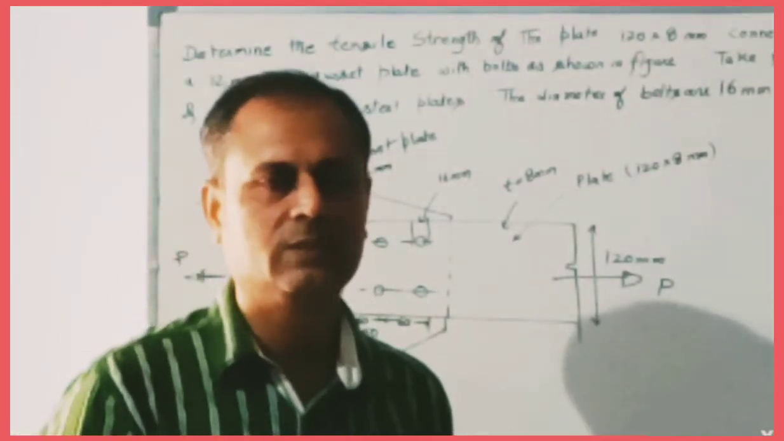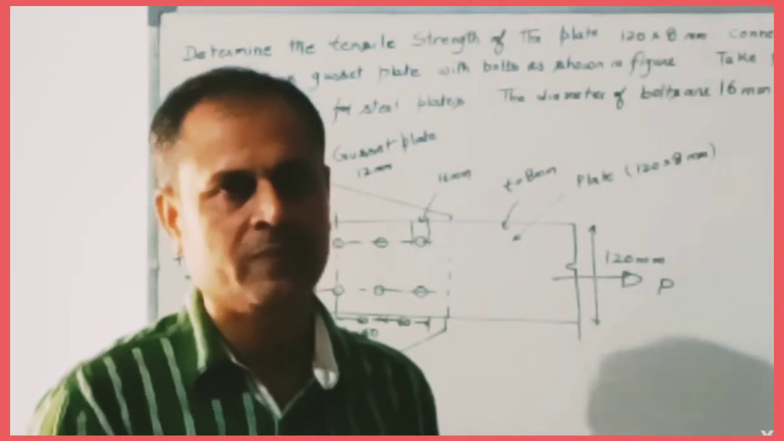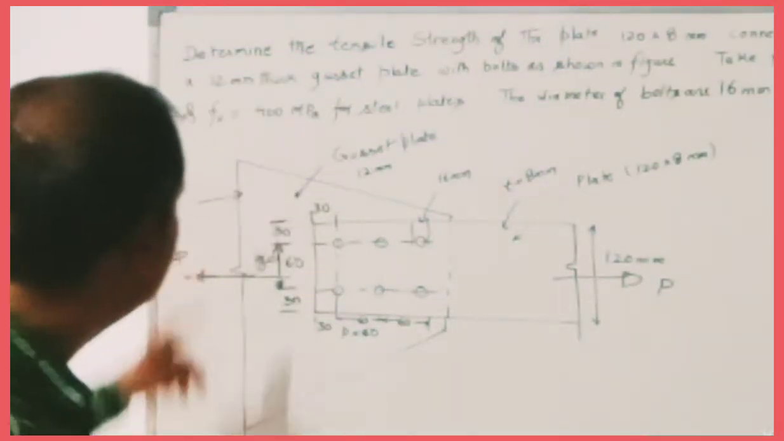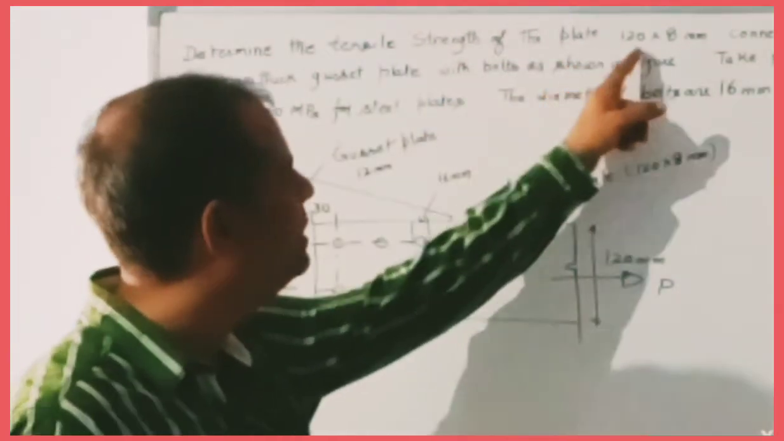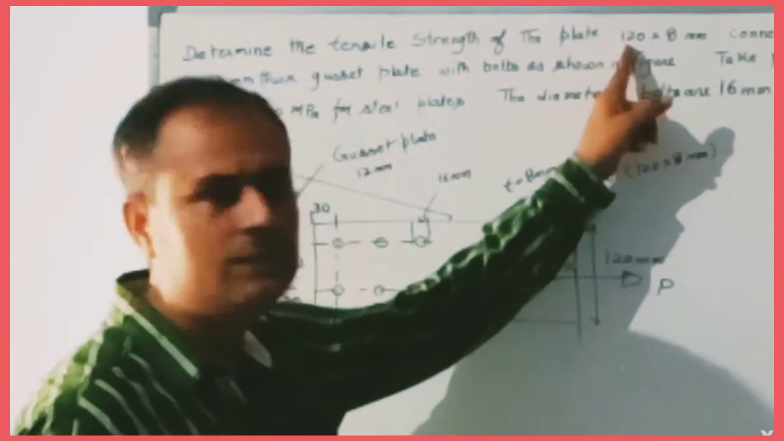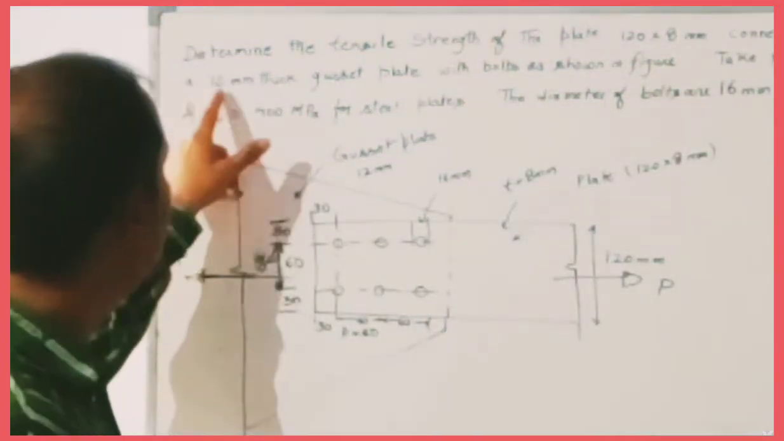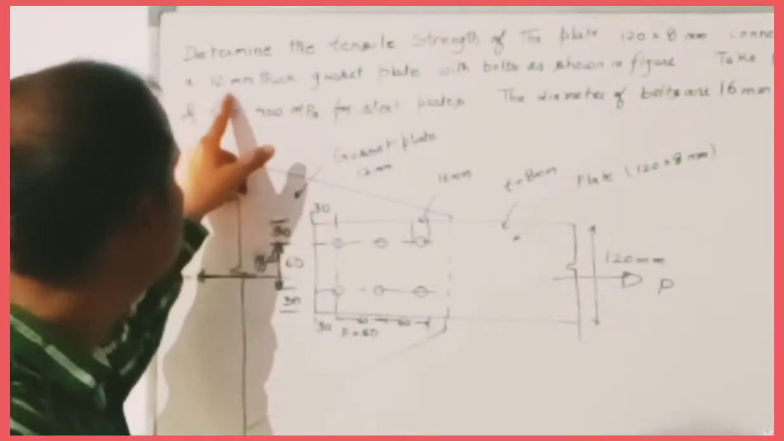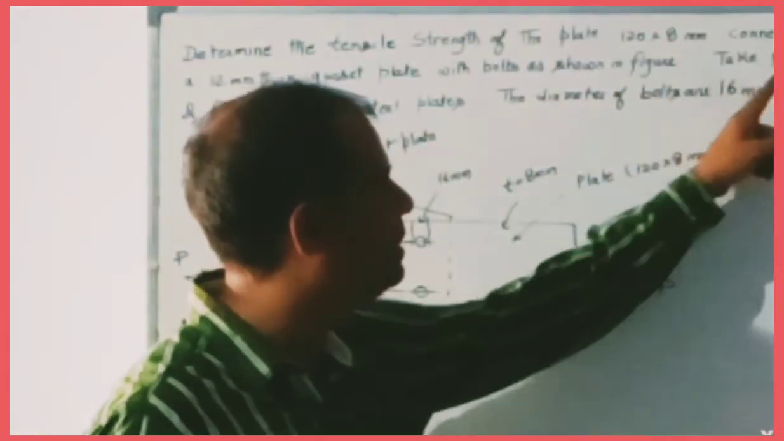Today I am going to discuss a very important problem from tension member of steel structures. That is how to calculate the strength of a tension member. So what is the question? First you read the question. Determine the tensile strength of a plate of size 120 mm by 8 mm. That is, its width is 120 mm and its thickness is 8 mm. It is connected to a gusset plate whose thickness is 12 mm with bolts as shown in figure.